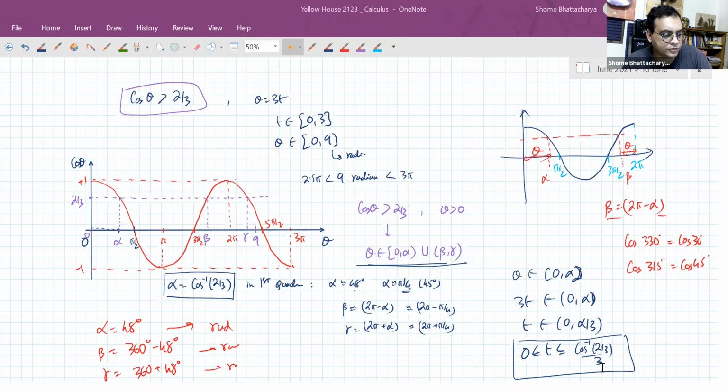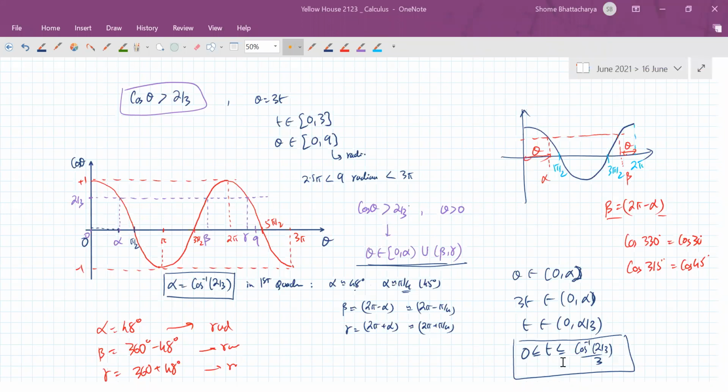Got it now? Yes, sir. Similarly, this beta and gamma, you got it in degrees here. So convert that to radians and then just make t go from beta by 3 to gamma by 3, because 3t is going from beta to gamma. So t is actually going from beta by 3 to gamma by 3. Okay, sir. Thank you, sir.